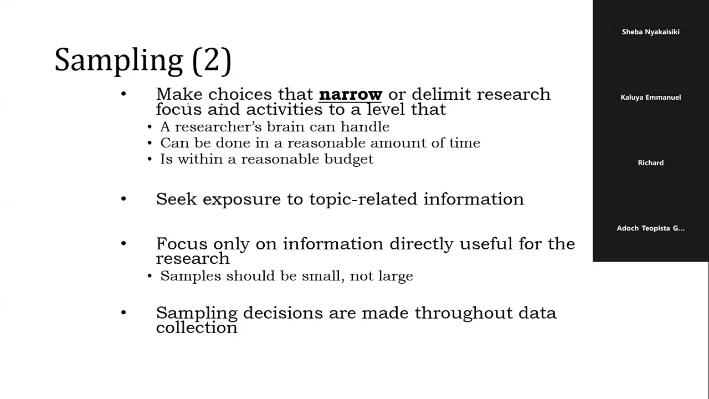So in sampling, make sure that the choices narrow or limit the research focus and the activities that we need to observe. Seek exposure to topic-related information. Focus on information directly useful to the research. Sampling decisions are made throughout data collection.